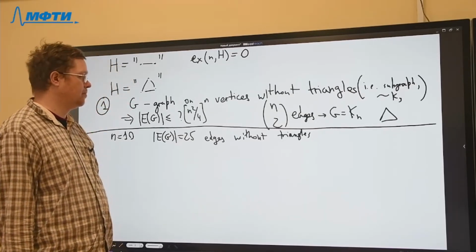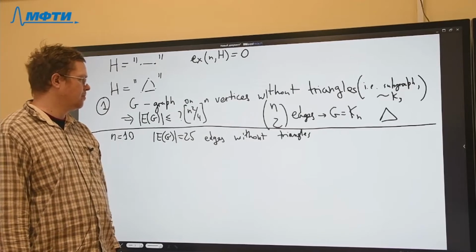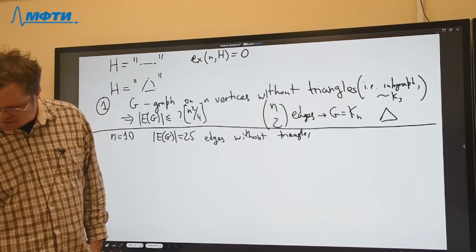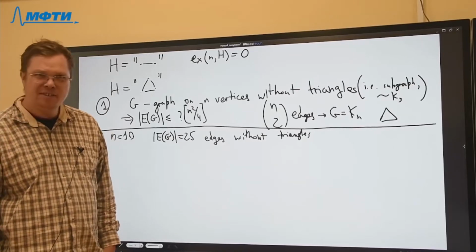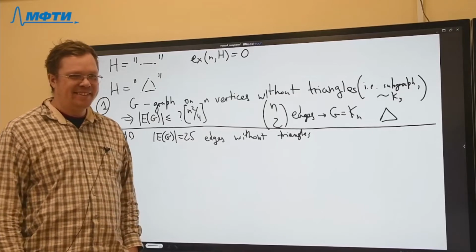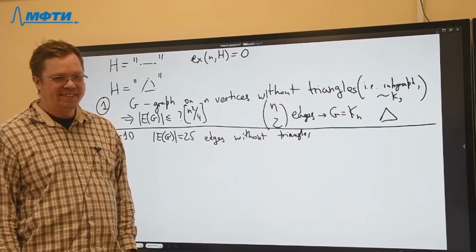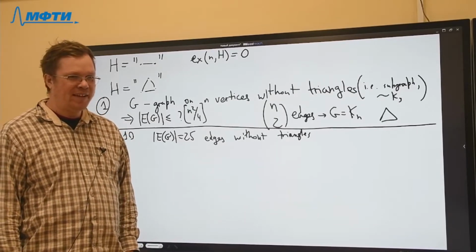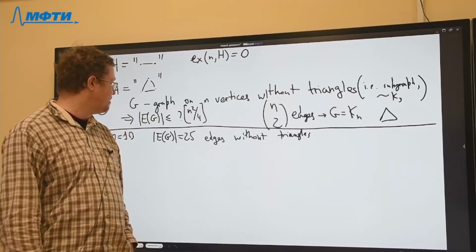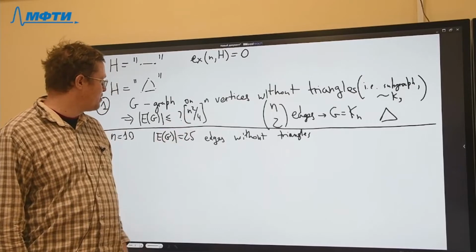Sorry, but how did we get n squared over 4? It's just a suggestion from Fan. Yeah, from Fan. Okay, so do you have any other suggestions about the number of edges?